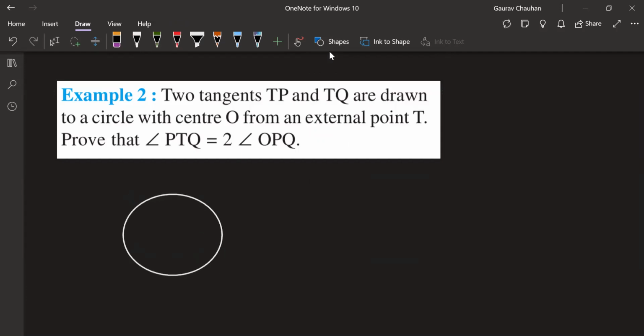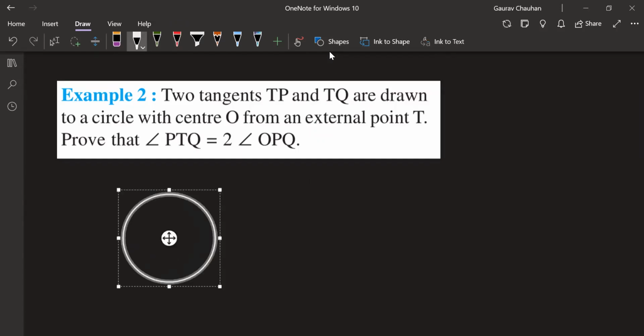Okay, there is a circle. Your compass is in the circle. The compass is in the pencil. Everyone, pencil is in the compass. Everyone.